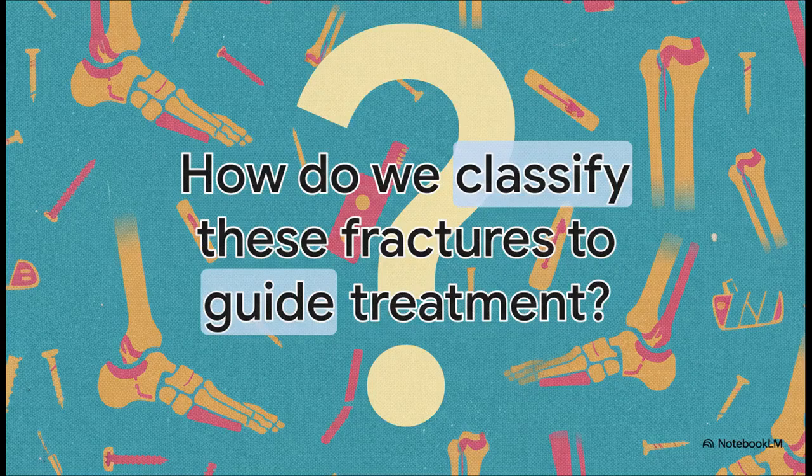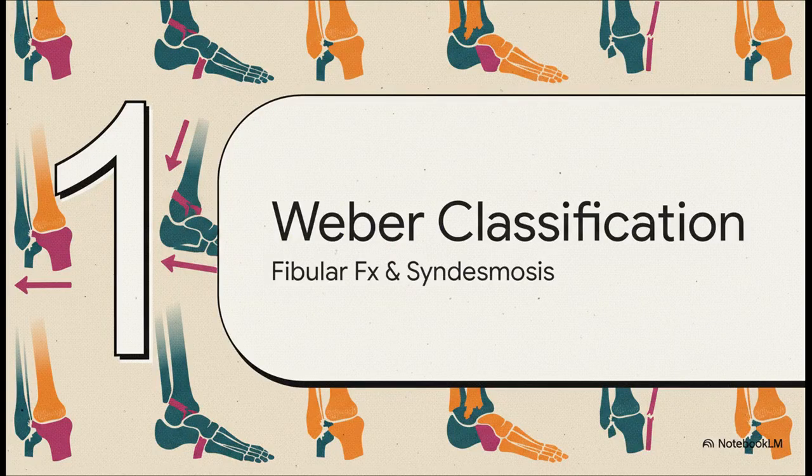So this naturally leads to the big question, right? You're in the ER, you've got this x-ray in front of you. What do you do? How do you look at this pattern of fractures and figure out what it all means? And most importantly, how you're going to treat it? And the answer, thankfully, is a really elegant system called the Weber classification.